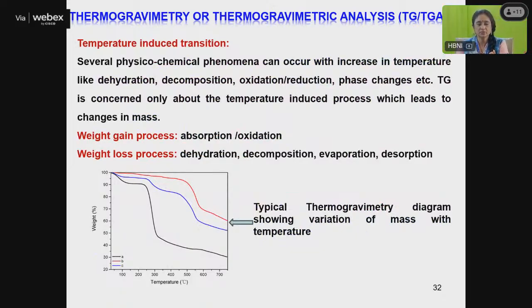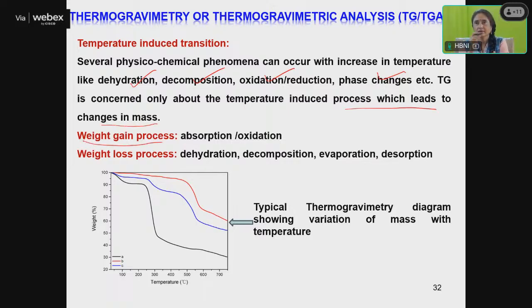Now the temperature induced transition. Several physicochemical processes can occur with increasing temperature, like dehydration. It can be dehydration, decomposition, oxidation or reduction, phase changes, etc. So TG is concerned only about the temperature induced processes which lead to change in mass.